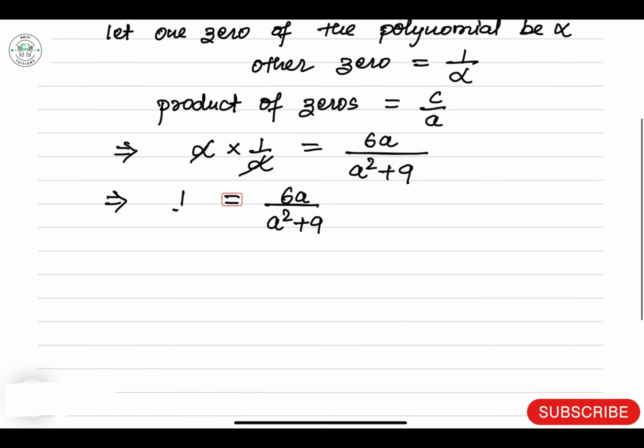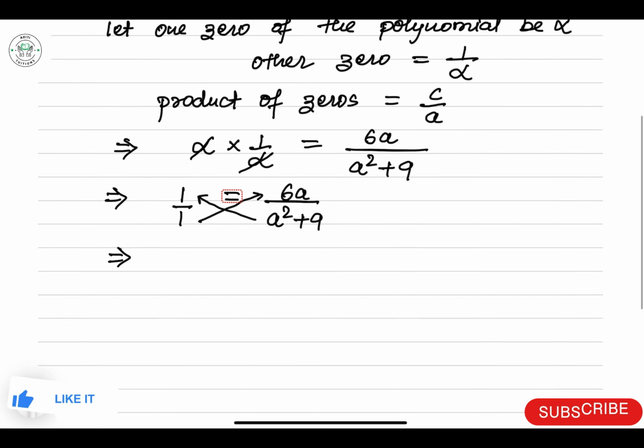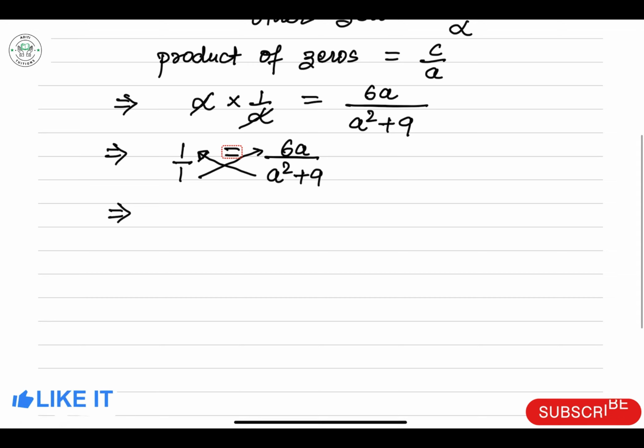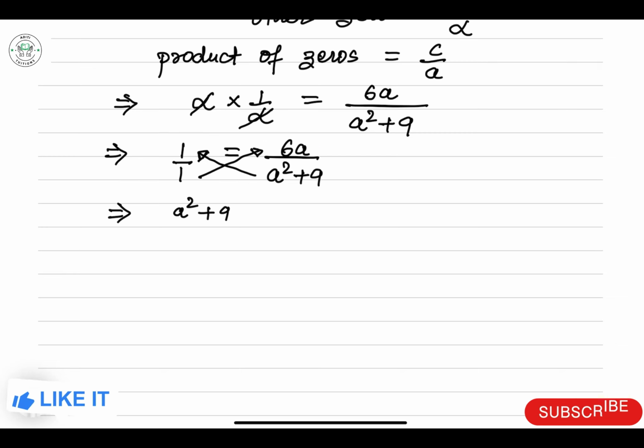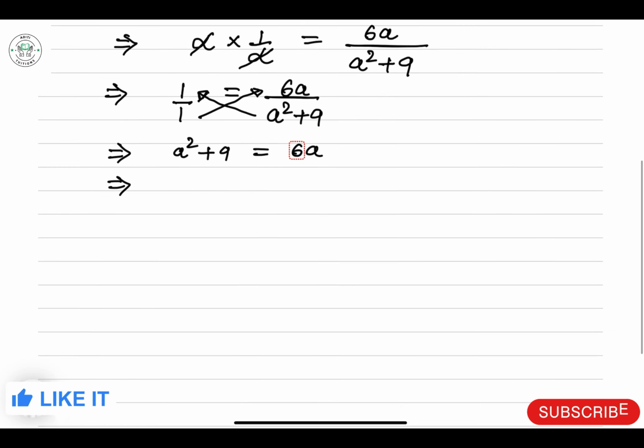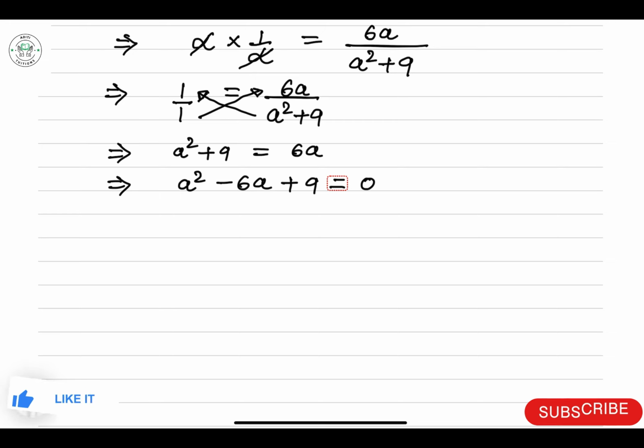Now I'm going to do the cross multiplication. Cross multiplication always works like this: the denominator goes to the numerator, because both sides are fractions and we don't want fractions, we want whole numbers. So on this side we get a square plus 9, and on this side we get 6a. Now I bring the 6a to this side, so a square minus 6a plus 9 equals 0.